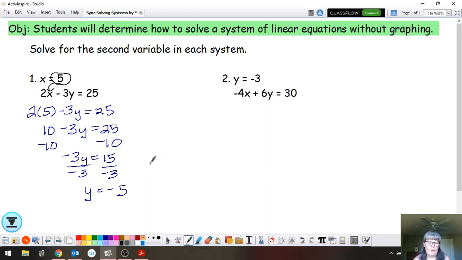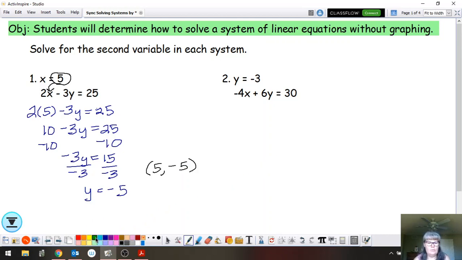We're going to write our answer as an ordered pair, because solutions to systems represent a point on a graph, because these are lines, and if we graph the lines on the graph, then we have a point of intersection. So our solution is that point of intersection, (5, negative 5). Let's take a look at the second one.